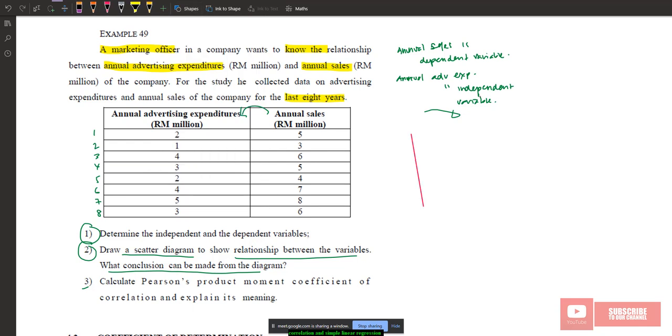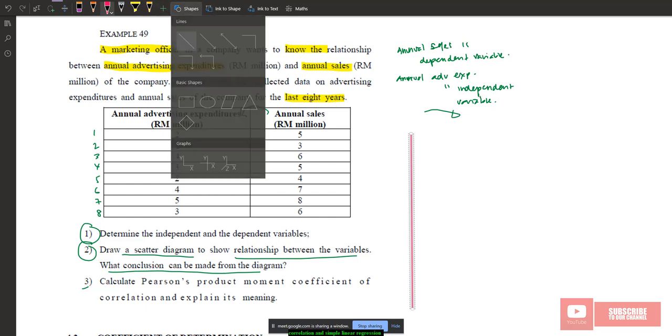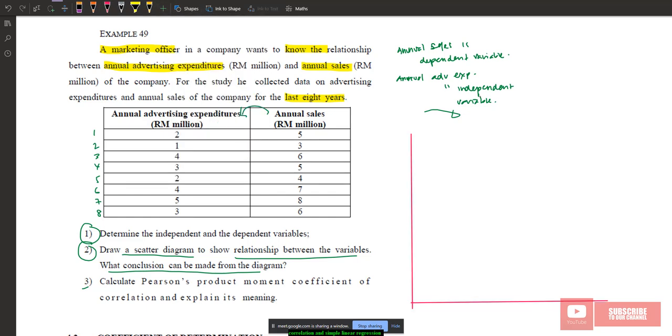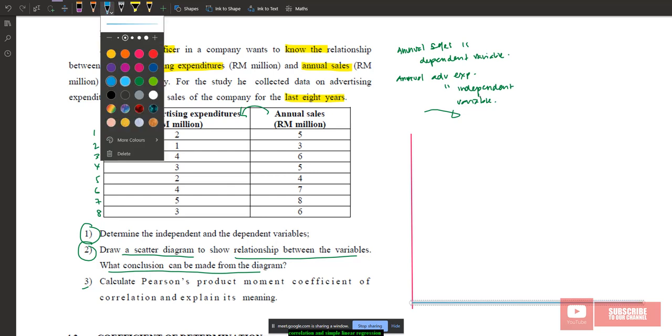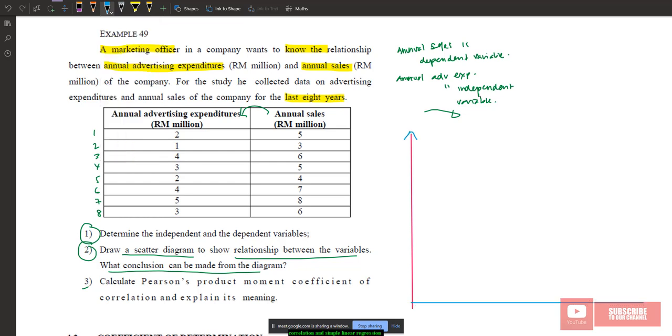Okay, let me draw. So first we need to have an x-axis and a y-axis, right? The y-axis is the dependent variable. The dependent variable is annual sales, right? And then the x-axis is the independent variable. The independent variable is annual advertising expenditure, right?